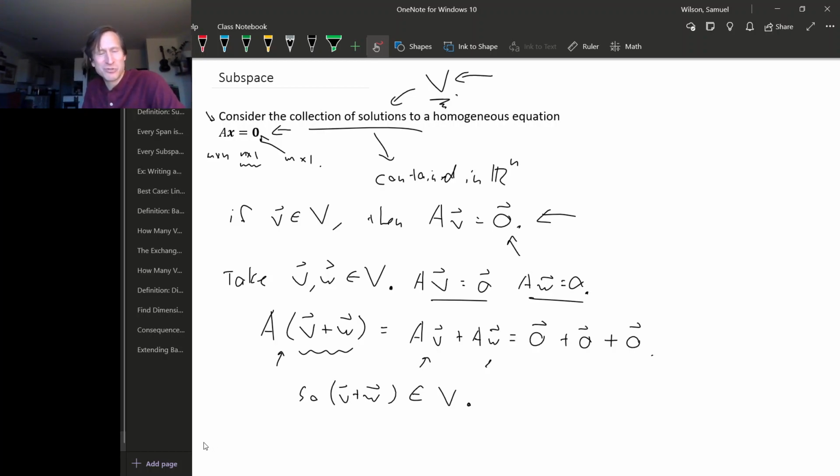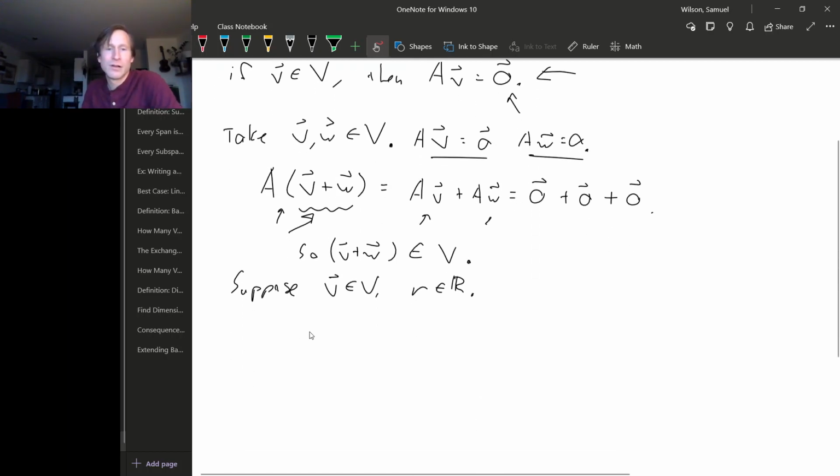This is sort of intriguing. This seems unusual. And there's one other vector operation we could ask the same question about. Let's suppose that we have a vector little v in capital V, and suppose we choose a scalar, little r, from the real numbers. Let's ask, is little r times the vector little v in capital V?